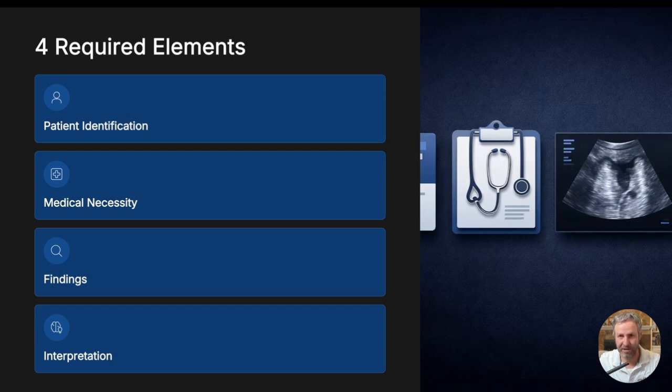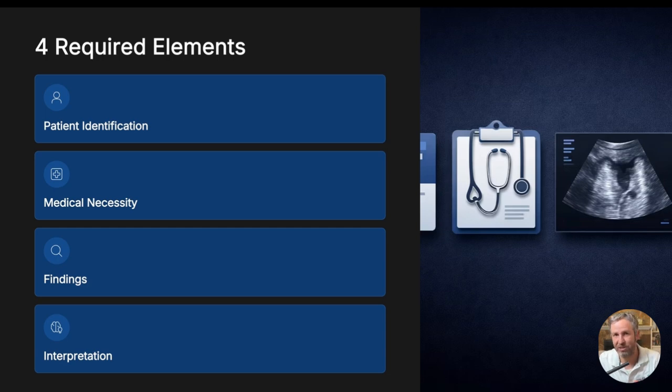The patient identification with 2 identifiers, for example, John Smith, MRN 123456. It's got to include medical necessity, why the study was performed. For example, evaluation of shortness of breath to assess for pulmonary edema, or simply shortness of breath.